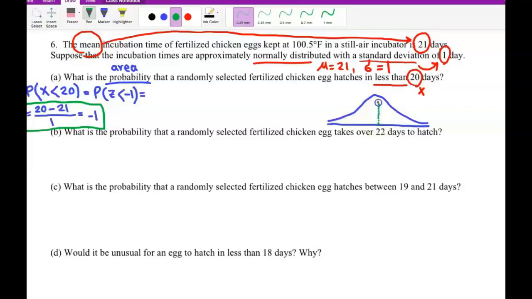Okay, so this point in between is 0, z is 0. Now on the left side of it we have negative numbers, and on the right side we have positive numbers. And in this case, we have -1. So let's have this one here, z = -1. And we need to find, since we have less than, the area to the left. So less than -1, find the area.